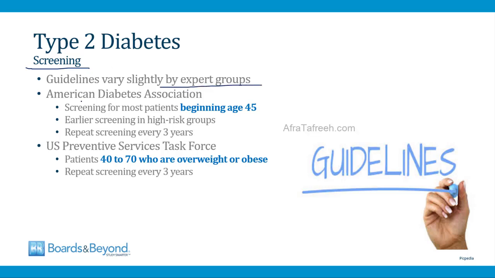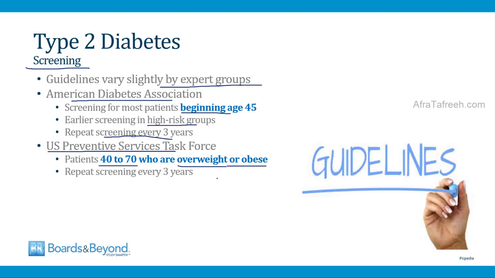So for example, the American Diabetes Association recommends screening most patients beginning at age 45. However, screening should be done earlier in high-risk groups, for example, patients who are obese or have a family history of type 2 diabetes. And then repeat screening, if an initial screening is negative, is recommended every 3 years. Slightly different screening guidelines come from the U.S. Preventative Services Task Force. They recommend screening patients age 40 to 70 who are overweight or obese, and then repeat screening can be done every 3 years.